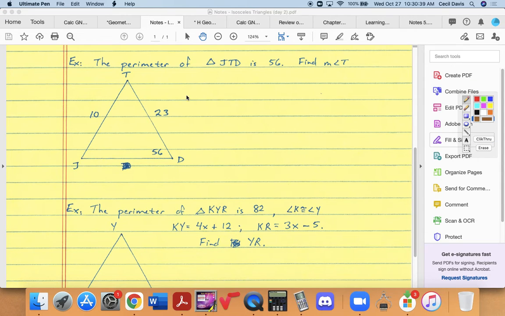So let's do that. So 10 plus 23. So far we've got 33. And we do 56 minus 33, what does that leave us with? 23. So this side is 23. Why is that significant? Go ahead. Isosceles triangle. Yeah, it's an isosceles triangle. These two sides are now congruent, which makes JT the what? The base.